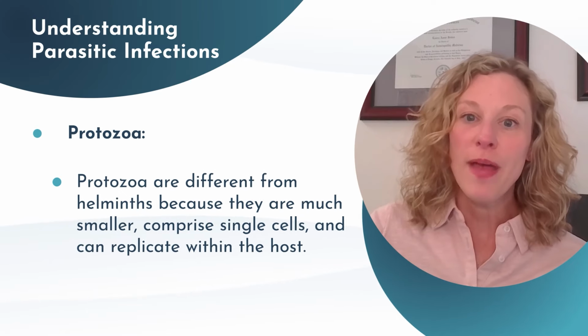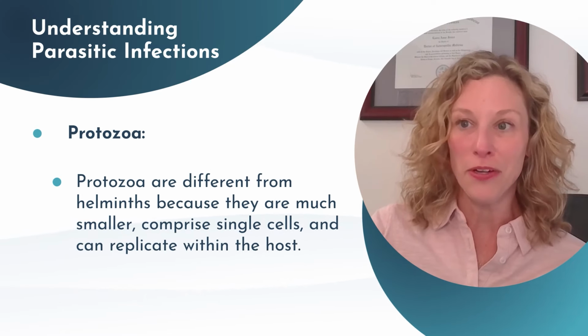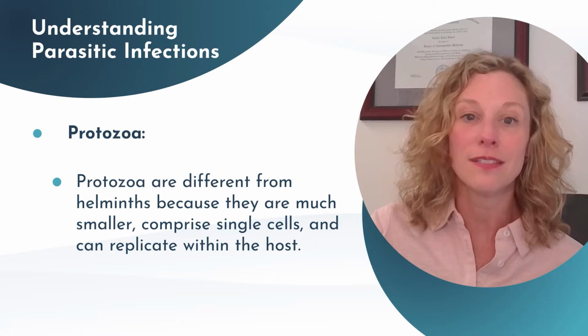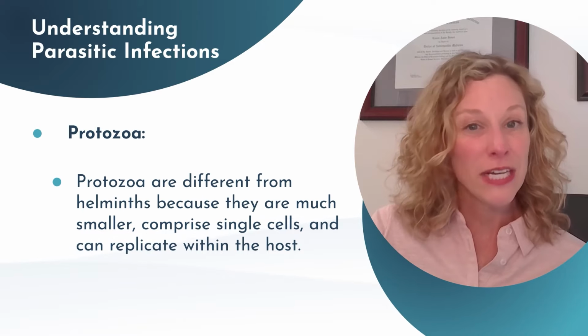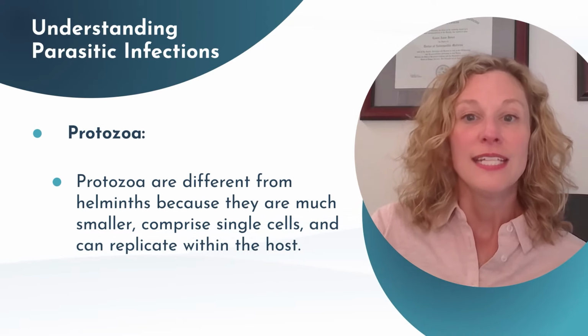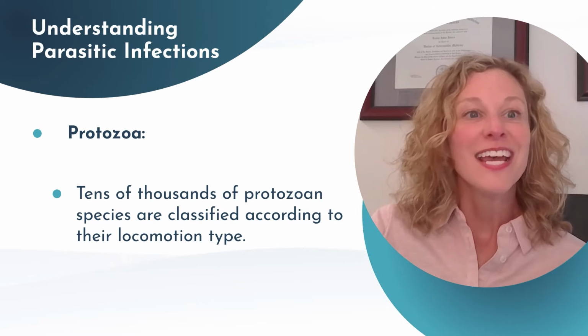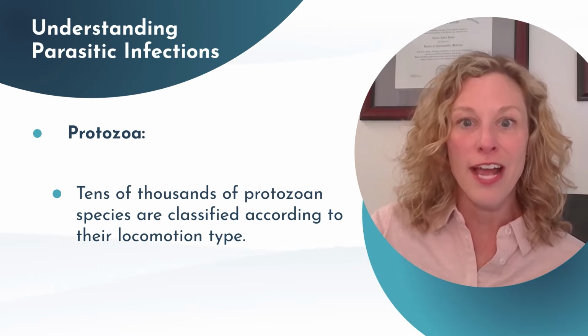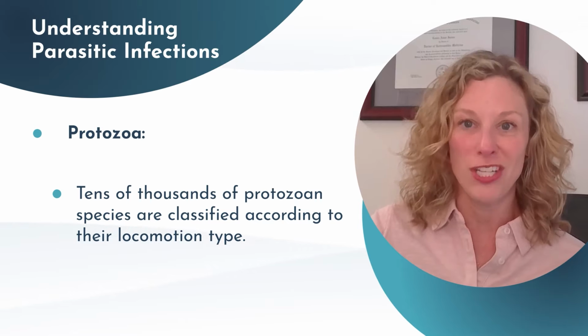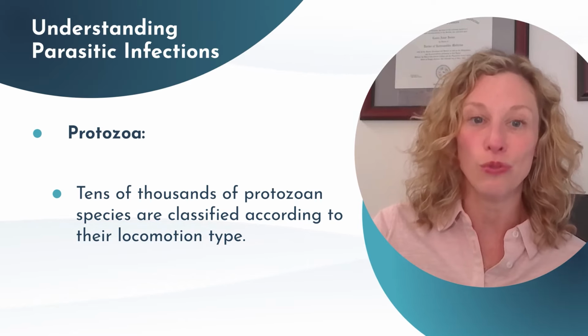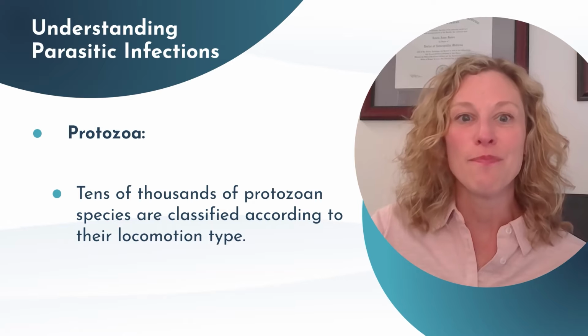Protozoa are different from helminths because they're so much smaller, in that they are just one single cell, and they can replicate very easily and quickly in the host. Tens of thousands of protozoan species are out there, and interestingly enough, they are categorized by the type of locomotion that they use, so how they move. So let's talk about each type of protozoa.